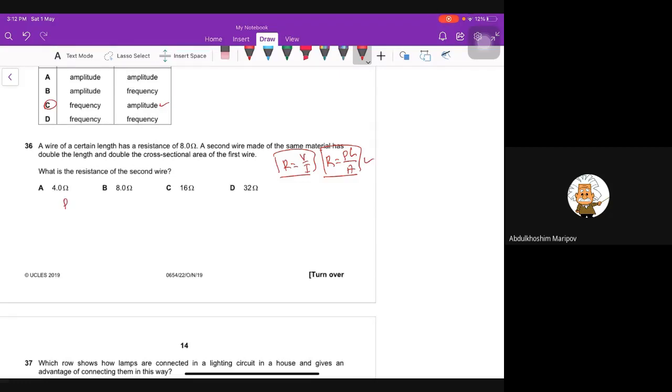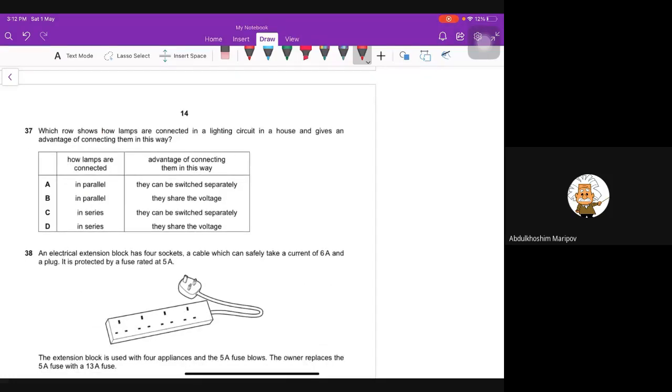Now, the first one, R1, was 8 ohm. Rho is the same material, okay? Length was L, area was A. R2, we don't know it, so rho is the same, it hasn't changed. Length increased, right? So double length, 2L, area also doubled, 2A. So these two cancel. Rho L over A. So what was it? This was 8, you remember? It was from the first one. So 8 ohm. That would be B, guys. 36 is B.